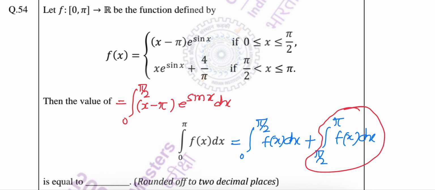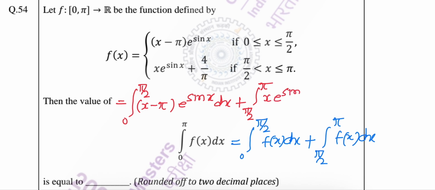Observe this part. For this part, pi by 2 to pi, the function f(x) is this one. So accordingly I write, after the plus sign, pi by 2 to pi, here will be x e to the power sin x plus 4 by pi, and here will be dx.